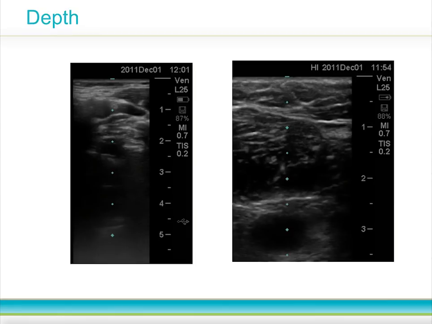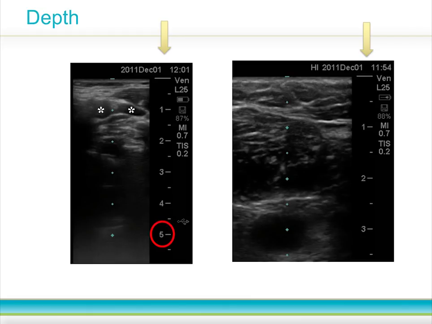Within the constraints of the transducer you choose, the depth of field can be adjusted to best visualize the structures of interest. Along the right side of each image are depth markers. The image on the left of the screen is of a patient's neck prior to central line placement. We can see the internal jugular vein and the carotid artery about 1 centimeter deep to the skin, while the overall depth of the image is over 5 centimeters.